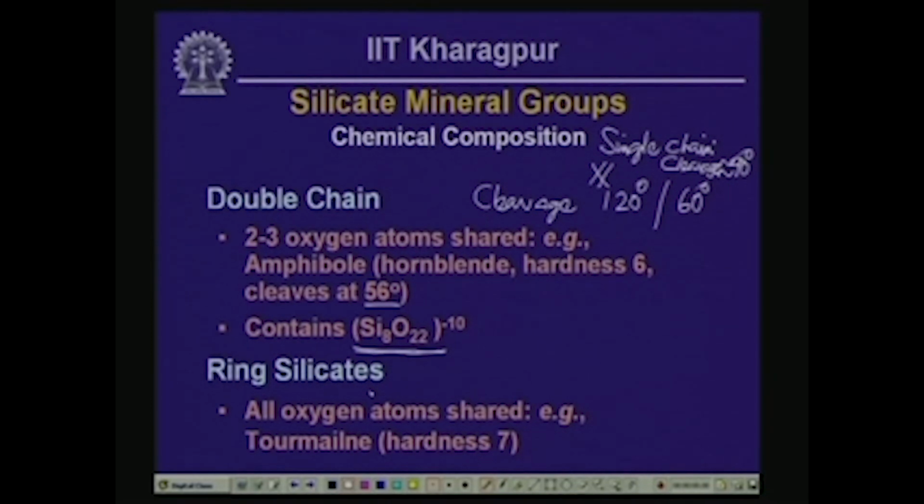Then we move on to ring silicates. Actually, there is a mistake here: 2 of the oxygen atoms are shared in the case of ring silicates. One of the examples of a ring silicate is tourmaline, and tourmaline has a hardness of 7, if you recall.